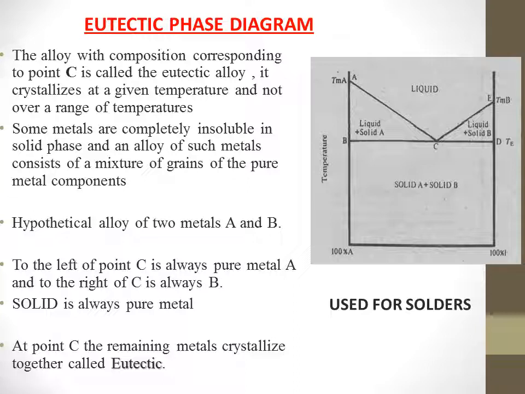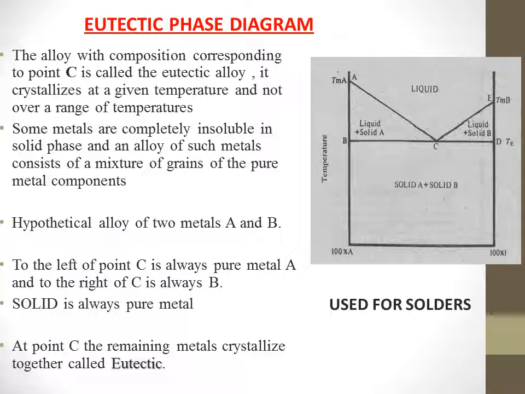So in this graph, which is basically a typical graph of the eutectic alloy, the alloy with composition corresponding to point C, which is where A and B have a temperature which is similar to the metal A and metal B, this is called a eutectic alloy. And this crystallizes at a given temperature and not over a range of temperatures, like we saw in the previous alloys, where there is a range of temperature. So at this point C, it is called a eutectic alloy.